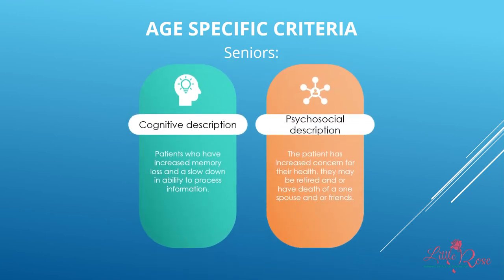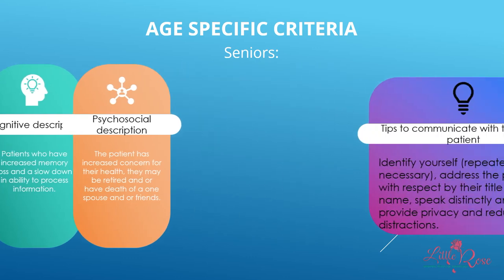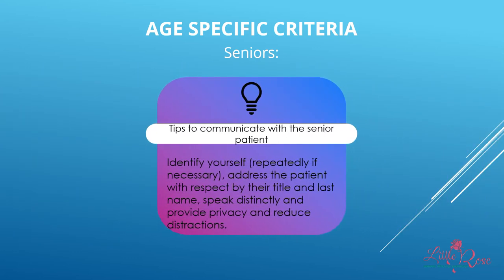Seniors. Cognitive description. Patients who may have an increased memory loss and slow down in the ability to process information. Psychosocial description. The patient has increased concern for their health, and they may be retired and or have had a death of a spouse or a close friend. Tips to communicate with seniors. Identify yourself repeatedly if necessary. Address the patient with respect by their title and their last name. Speak distinctly and provide privacy and reduce distractions.